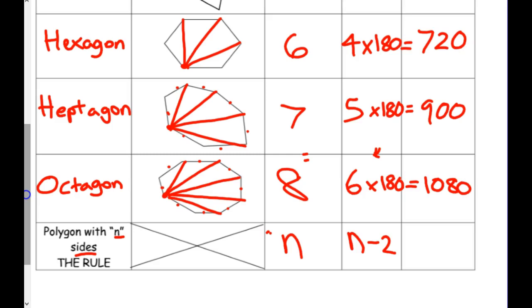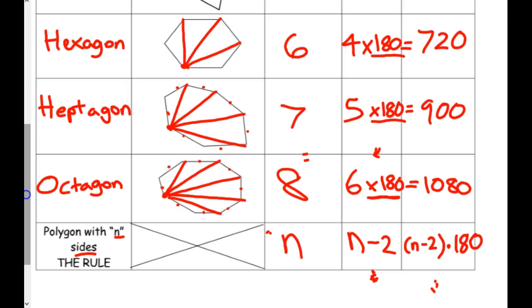Now, how did I get from this column to this column? Hint, I drew it on every single one. What do you see right here? I multiplied whatever was here times 180. So guess what I'm going to do? I'm going to take this times 180. All right? So we're going to use some parentheses for the n minus 2. So (n minus 2) times 180. That's going to be our formula.